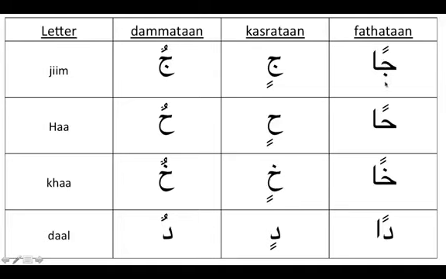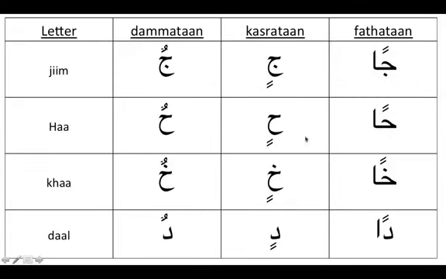Next we have the Jim. Jim fathatan jan, and again, just like the previous letters, this exception does not apply. Because this is fathatan, we must enter an alif after it. This is kasratan, we don't enter the alif after the kasratan. So this is Jim fathatan jan, Jim kasratan jin, Jim dhammatan jun: jan, jin, jun.